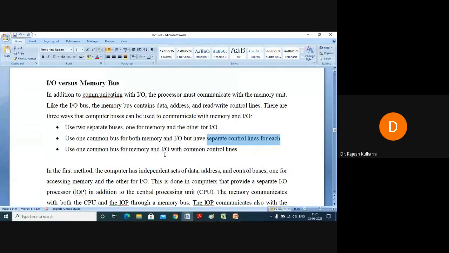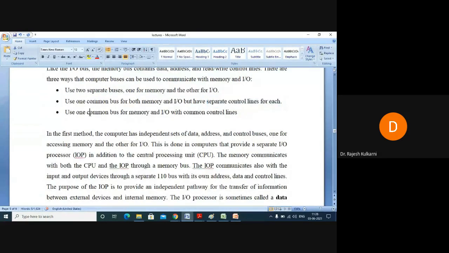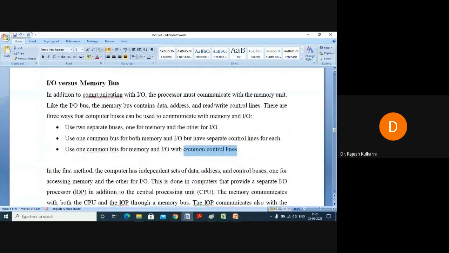The third scenario is a common bus is there, the same bus is there. They also have common control lines. So these are the three scenarios. I'm just repeating what we had discussed yesterday because we wanted to connect with the later topics at the end of the session, that is isolated versus memory mapped.